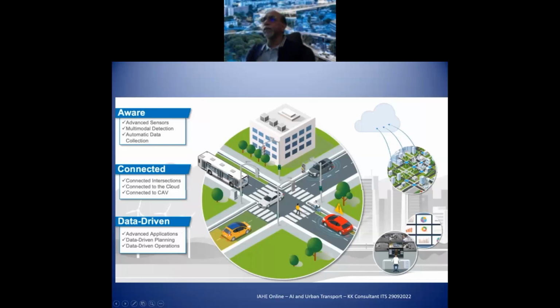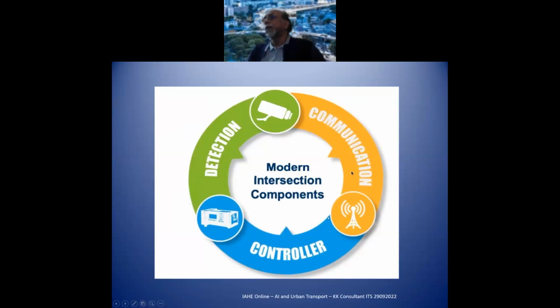Intersections are connected both to the cloud and to the automatic vehicles. Even the vehicles start communicating to the traffic controller. There are advanced applications, data-driven planning, as well as data-driven operations. Now, these are the 3 components that constitute it. You have a detection system, you have a communication system, and you have a controller. And detection is through cameras. And this is how the intersection components are defined today.